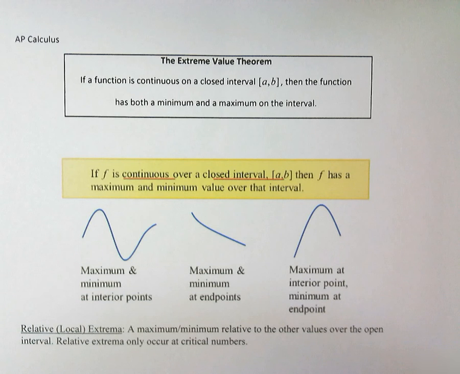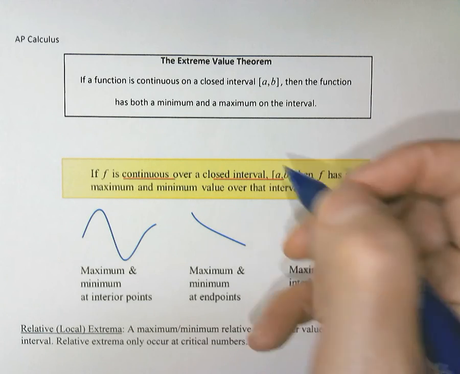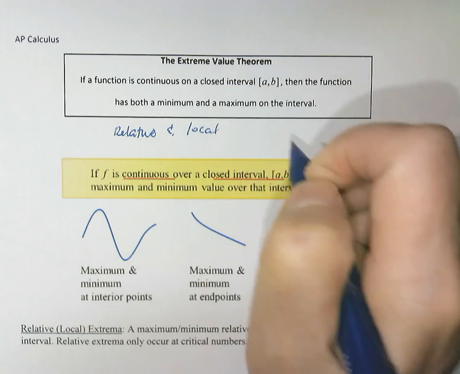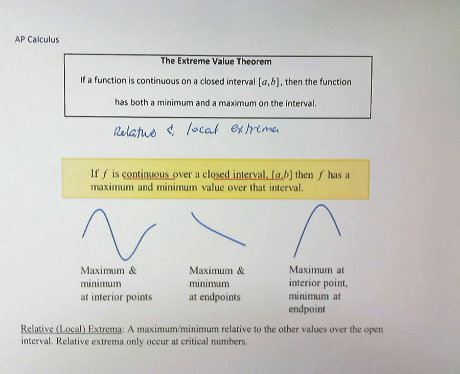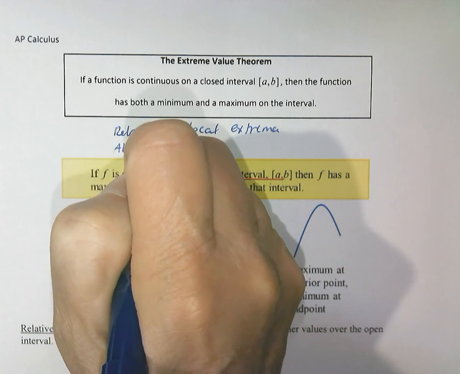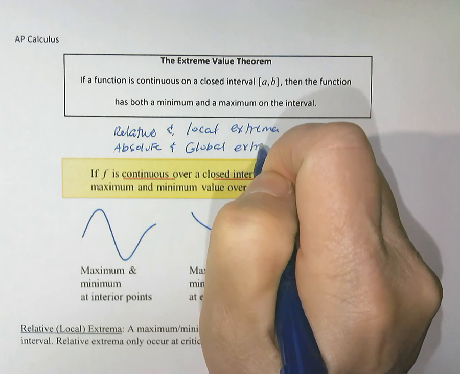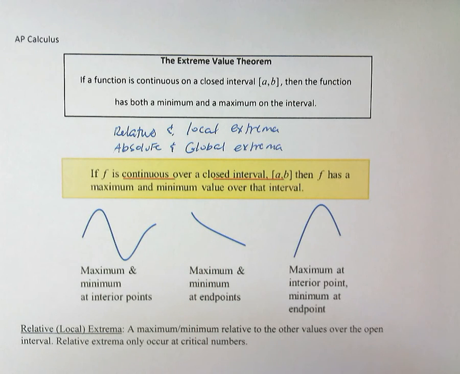And these three pictures that I'm showing you give you some minimums and maximums. There are different words for minimum. There's relative and there's local. Relative and local mean compared to everything else around it. Then we also have absolute and global extrema. Absolute and global mean they're definitely the maximum or the minimum.